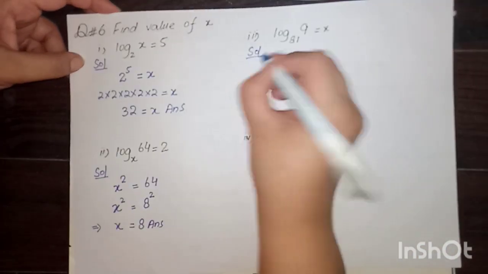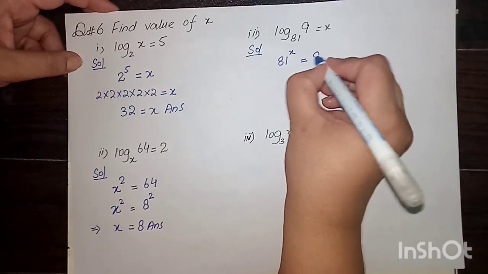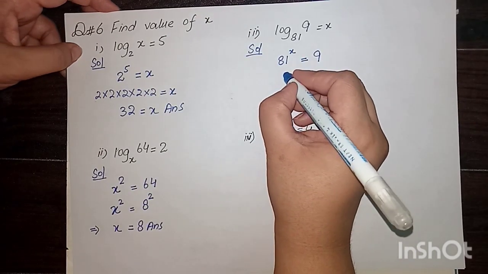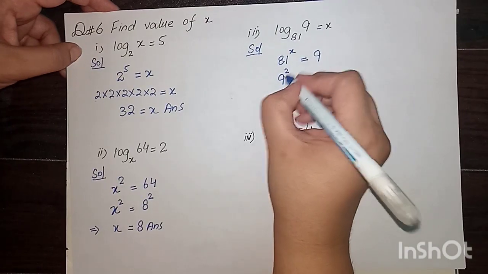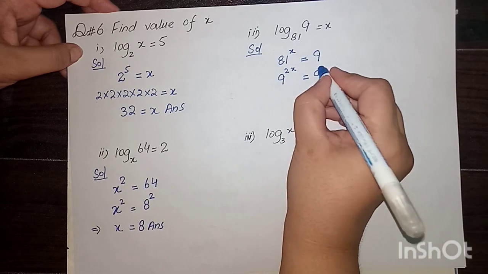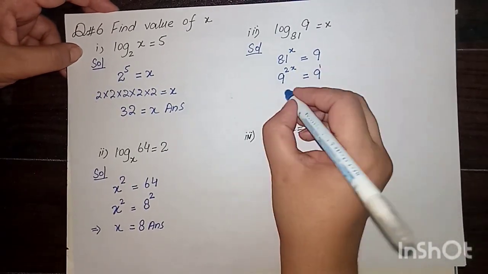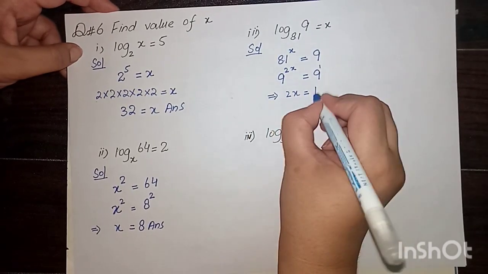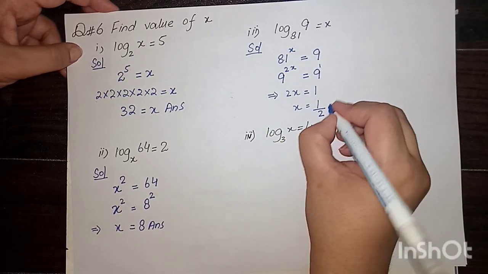Next question is 81 to the power of x is equal to 9. We also know that the prime factorization of 81 is 9 9s are 81, means 9 power 2 is equal to 81, and 9 to the power x is equal to 9 power 1. When bases are same, then exponents will be equal. So this implies that 2x is equal to 1 and x is equal to 1/2.